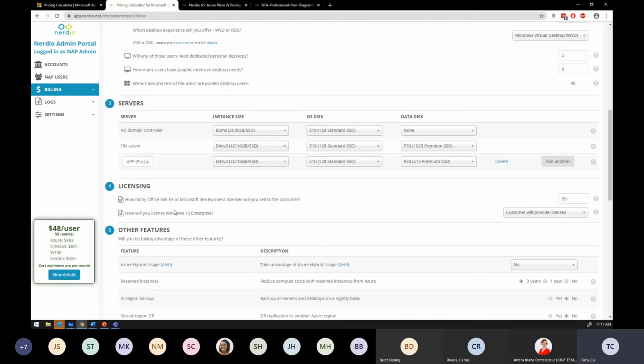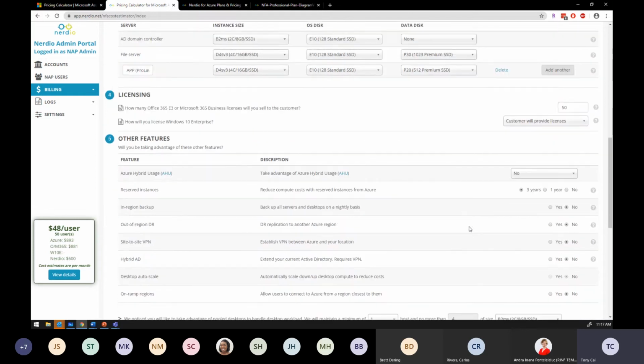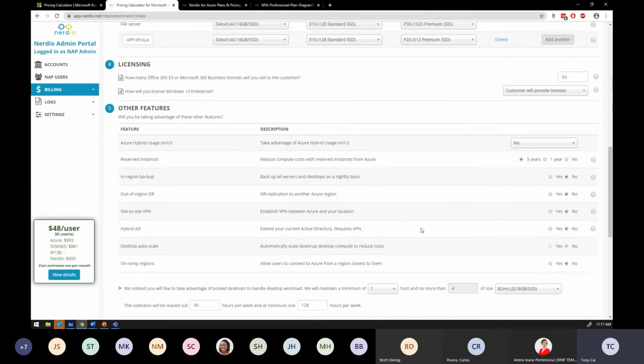So will you need Windows 10 Enterprise licenses for Windows Virtual Desktop? The answer is no, because the Microsoft 365 Business license already comes with it. So I'll just keep saying that the customer already has it. So we'll move on. And then step 5, we have that question we talked about before, right? Do you intend to use Azure Hybrid Use Benefits, right? So we saw before that you get up to a 49% discount on doing so. So we're going to actually say yes.